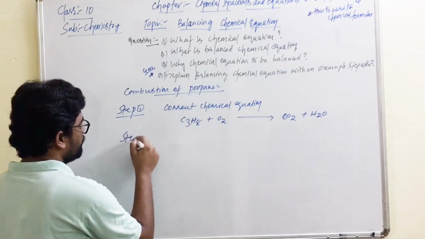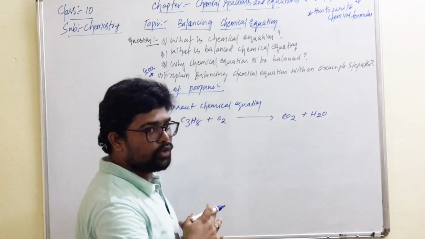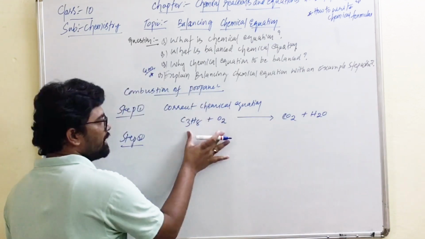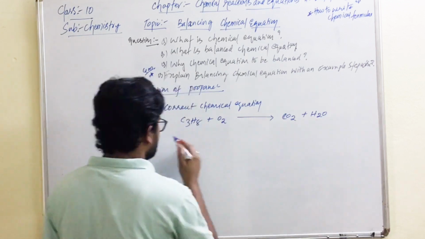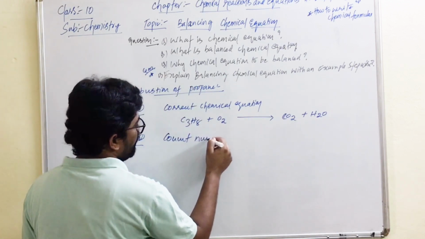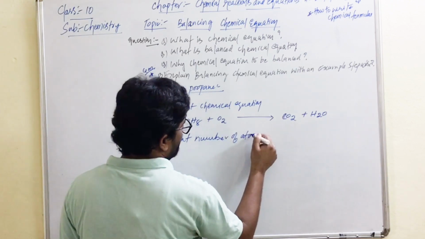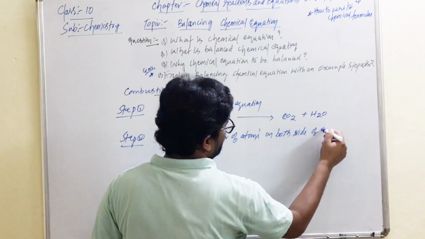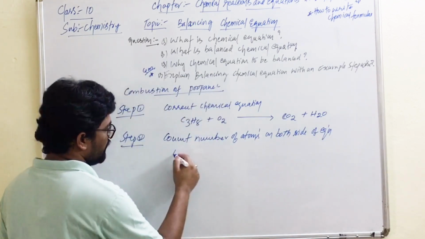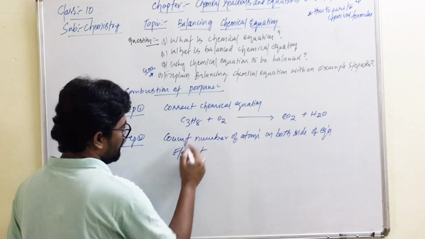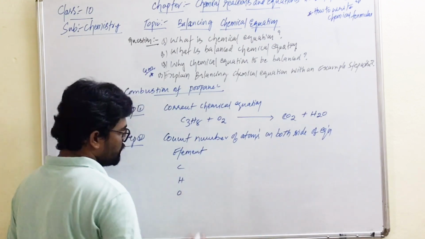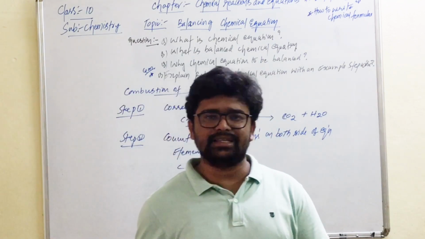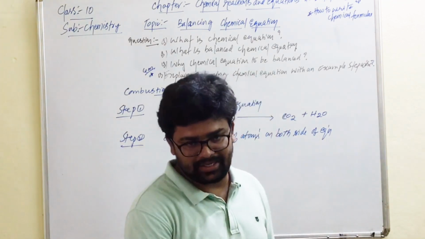Now step 2. Step 2 is to count the number of atoms on both sides of the equation, that is, on the left hand side and right hand side. These are the reactants and these are the products. What is the second step? Count the number of atoms on both sides of the equation. What are the elements involved here? Carbon, hydrogen, oxygen. The elements which are present on the left hand side will also be on the right hand side.